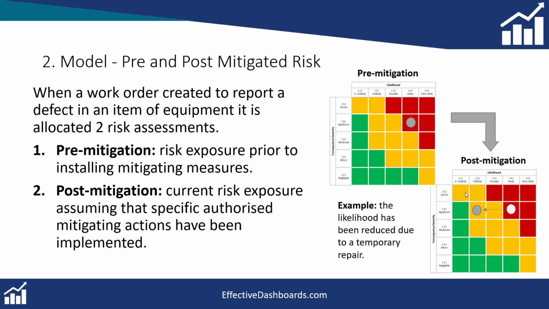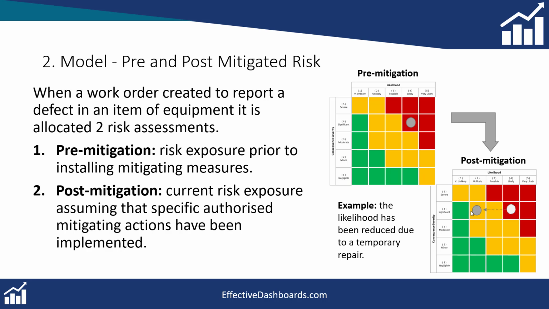The next thing we do is we consider if we can put some mitigating steps in place. If you can, then we carry out a post-mitigation risk assessment, and that then drives it to hopefully a lower likelihood and also potentially a lower severity. So in this one here, the likelihood has gone from likely to very unlikely because we've carried out some sort of mitigating action.